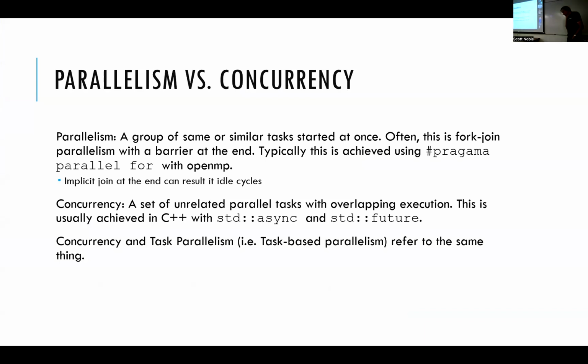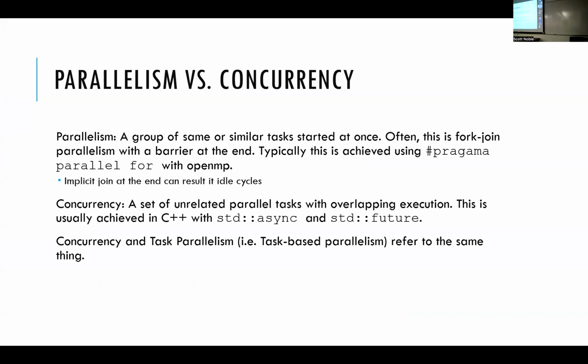Task-based parallelism, I mean, was the title I was asked to use, but I think the normal term is concurrency. Just a little bit of jargon. Parallelism is when you're doing a bunch of the same things at the same time, which is what most of us do when we're making use of the cores on a computer. We're doing some kind of data parallelism. We've got a loop, and we're running that in parallel with a parallel for.